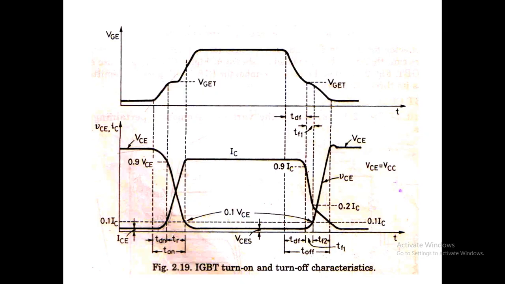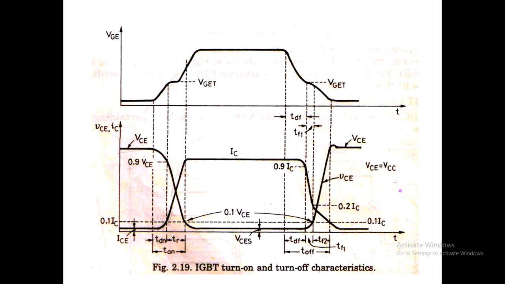And during the rise time TR, we have the main transitions: the voltage drops from 90 percentage of VCE to 10 percentage of VCE, and the current will rise from 10 percentage of IC to 90 percentage of IC. That is the rise time, the time required for the rise of collector current. The addition of TDN and TR is the total turn on time, and after that we will have the maximum value of current IC, and during the turn on condition the voltage drop across the device is VCES.